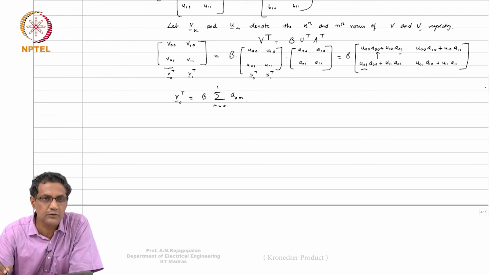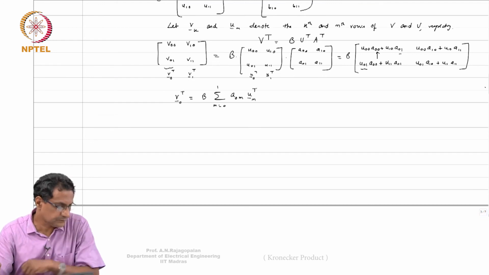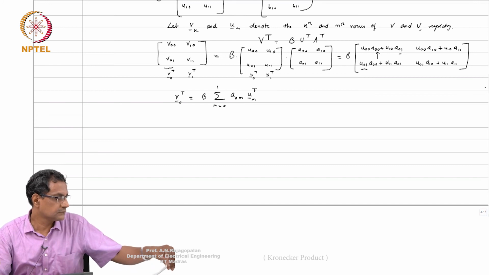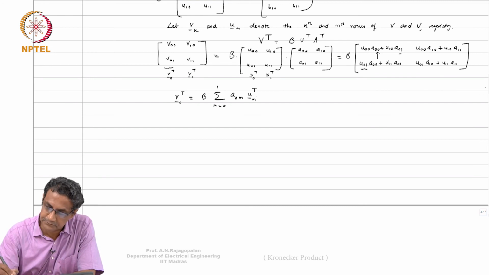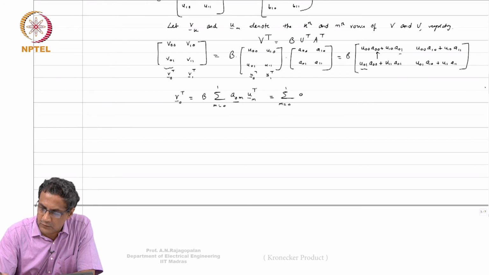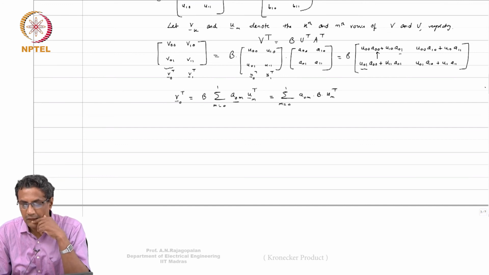A00, these are all scalars, right? So A0M, and then UM transpose, because it is of this form, no? Which also means that, because this guy is after all a scalar, we can send it inside as summation M equal to 0 to 1, A0M B UM transpose. After all, A0 is a scalar, so we can push B further in, right?